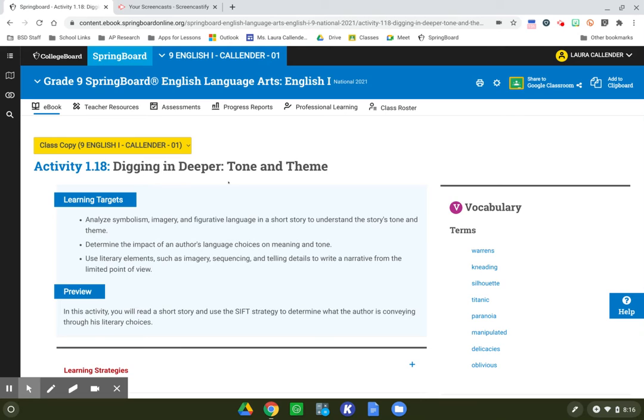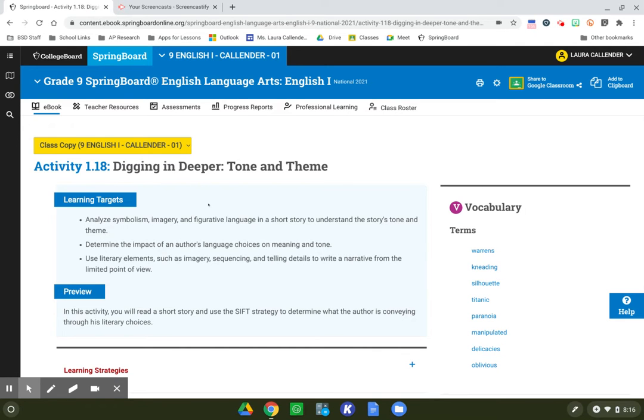All right, so let's take a look at what we're going to do. We are going to dig deeper into tone and theme. So trying to figure out what is the subject of this story, and then what's the message about that subject that the author wants us to know. And of course, that's the definition of theme. Not only what is the message about that subject, but how does the author or the speaker feel about that subject, which is the definition of tone.